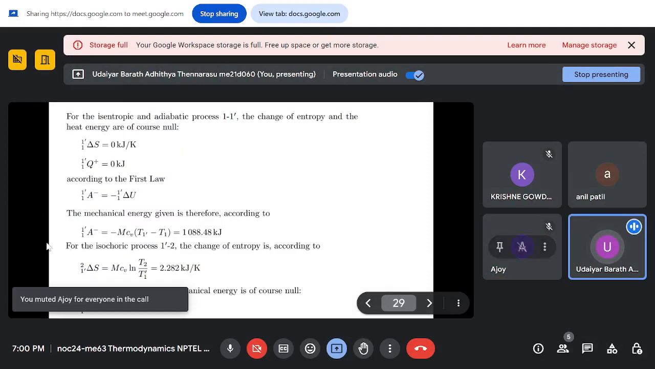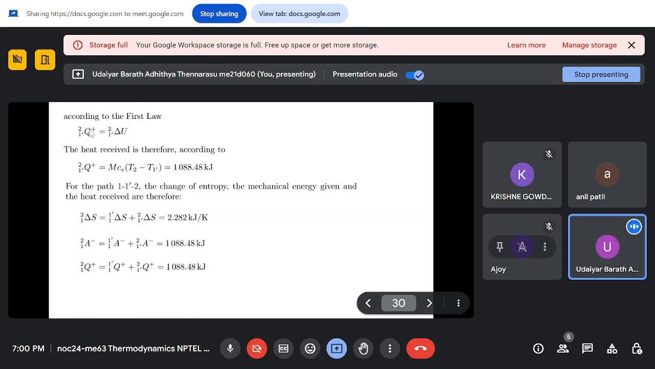So we have found the entropy change, and this being an isochoric process, the work done will be 0. So the heat transfer is nothing but the change in internal energy from the first law. The internal energy can be found using MCV delta T. We know the temperatures at both the states. Substituting that, we can find Q is 1088.48 kilojoule.